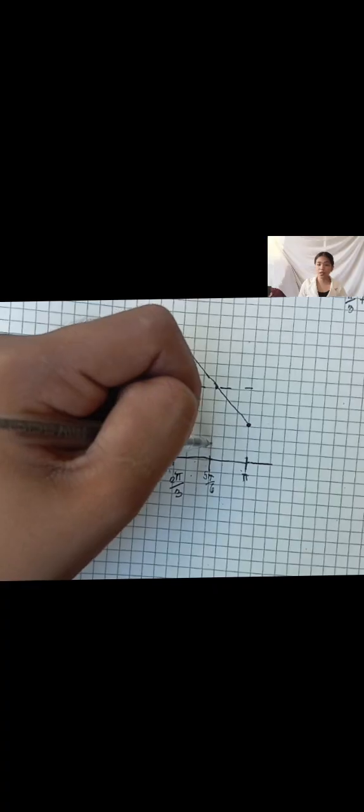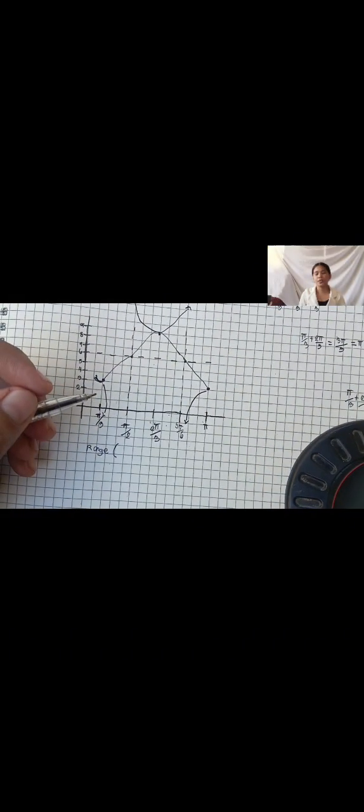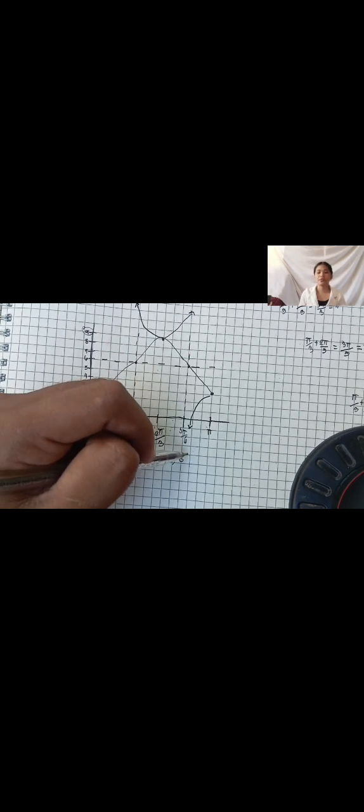Then we draw the reciprocal of it. The domain is all real numbers except pi over 2, 5 pi over 6, and so on. These are the vertical asymptotes, because secant is undefined there.